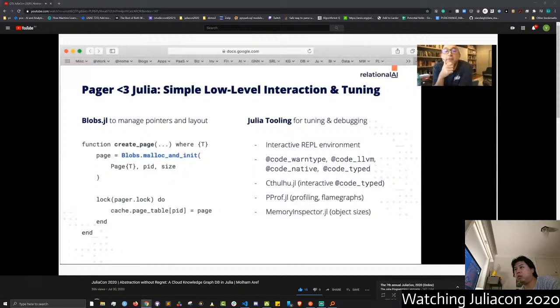We all know Julia's interactive REPL environment, and we benefit from its code exploration macros, which we use to spot type instability and find scary bugs like register corruption caused by latent LLVM bugs, which we all know exist. Our colleague Nathan Bailey also wrote a JL library, and we use it to interactively dive into the generated code. pprof.jl and memory.jl also help us profile, analyze pages, and optimize things further.